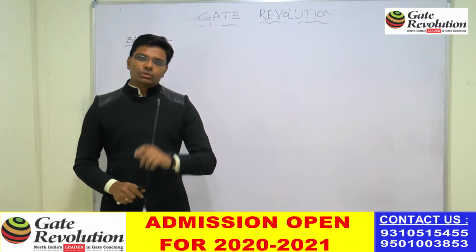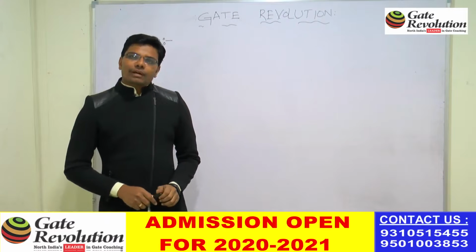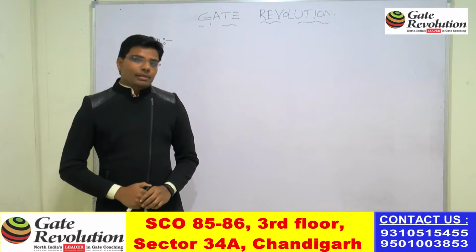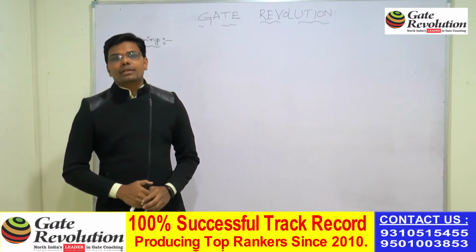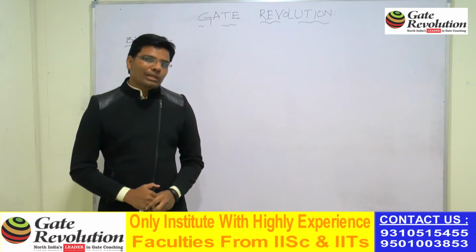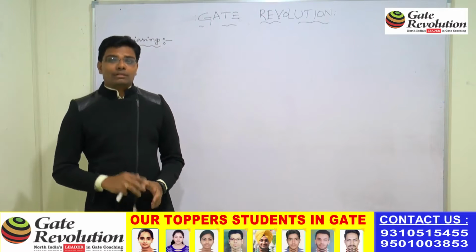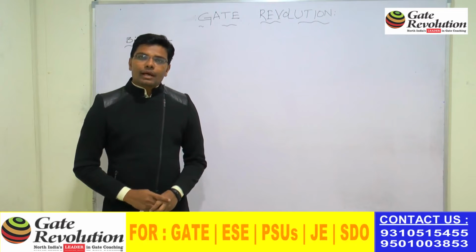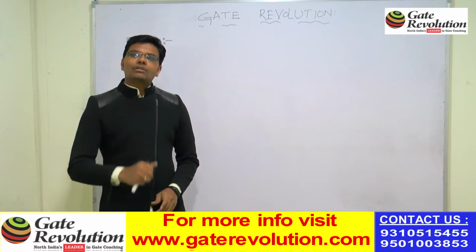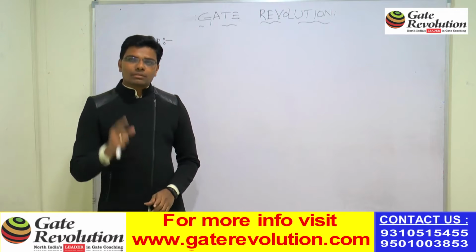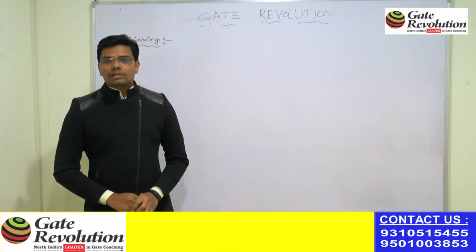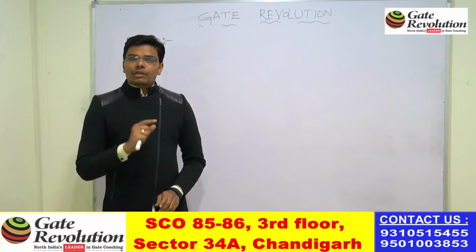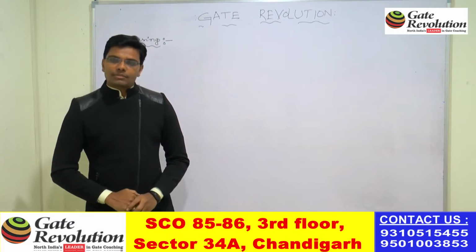Before that, I would like to give the importance of EDC and analog electronics in GATE. For electronics and communication students, the weightage of EDC and analog electronics is minimum 20 marks, maximum 25 marks, if we take the average from 1984 to 2018. Coming to the electrical students, the weightage of analog electronics is minimum 7 marks, maximum 9 marks. For telecommunication and instrumentation students, analog electronics weightage is minimum 6 marks, maximum 8 marks.